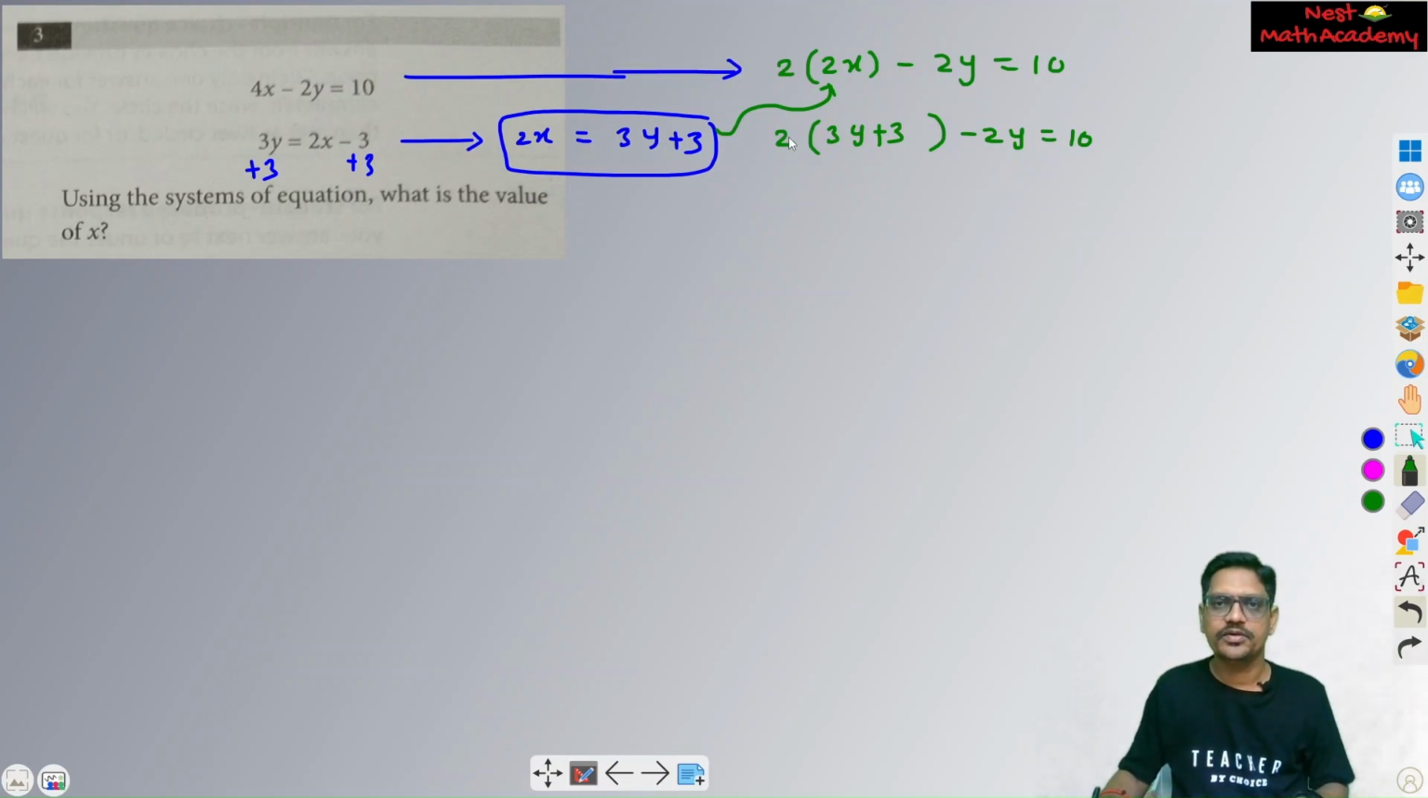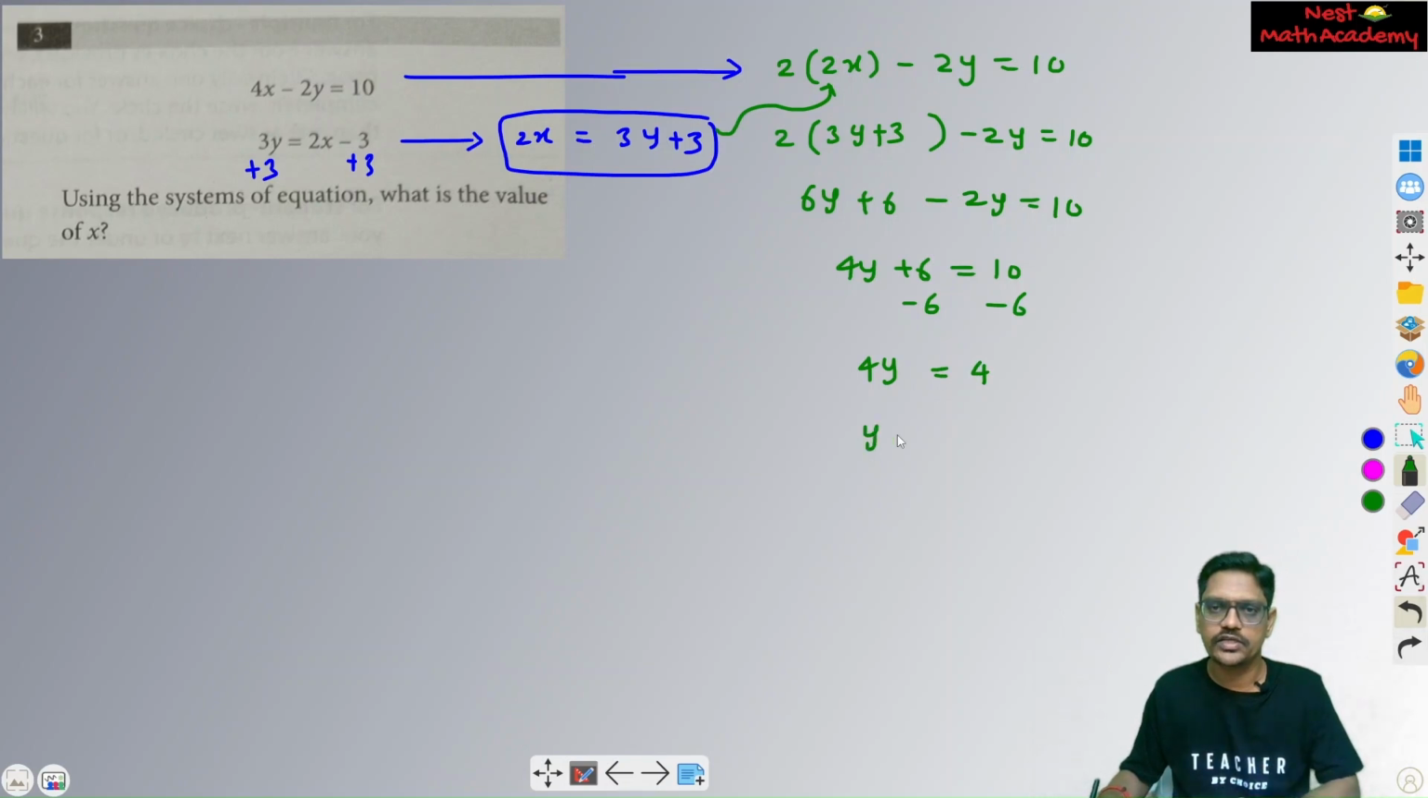So now distributive property, 2 goes into the brackets, 2 times 3, 6y plus 6 minus 2y is equal to 10. Combining the like terms, 6y minus 2y, 4y plus 6 is equal to 10. Subtracting 6 on both sides, minus 6, minus 6. So this cancels out, 4y is equal to 4. Dividing by 4 on both sides, y is equal to 1. That's it. We can use the elimination method or substitution. Both are equally good. Whichever you're comfortable with, you can do that.